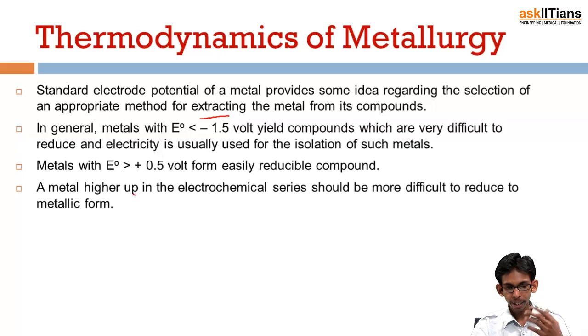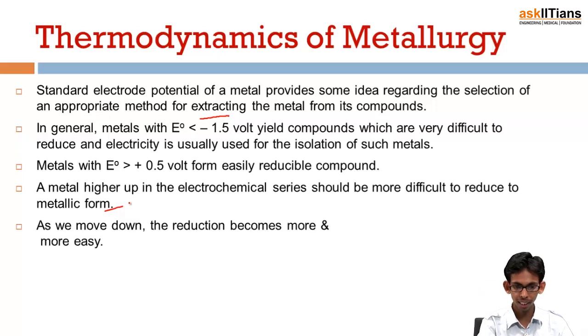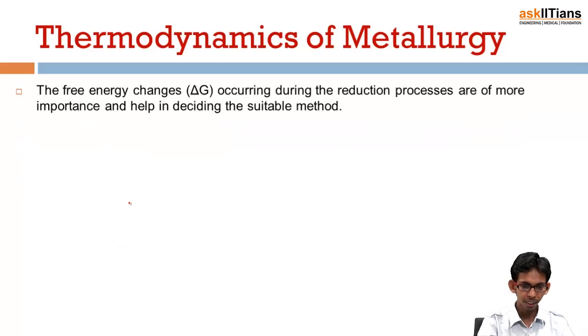The metal higher up in the electrochemical series should be more difficult to reduce to the metallic form. Another way is to just look at the electrochemical series, in which metals are arranged in decreasing and increasing order of their reduction potential. Those which are at the top of the table have a more negative value of electrode potential, that means they are highly reactive and they cannot be reduced by carbon or any other reducing agent. So we need to use electricity for them, and as we move down it becomes more and more easy to reduce them.